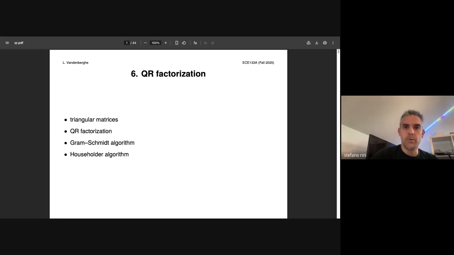Okay, so the matrix is non-singular. Sorry guys. Wait a minute. The matrix is non-singular, and so we can have the inverse because it's square. So the inverse of A can be computed by solving AX equal to I.